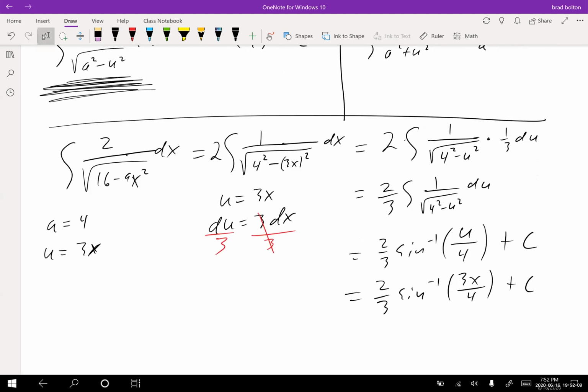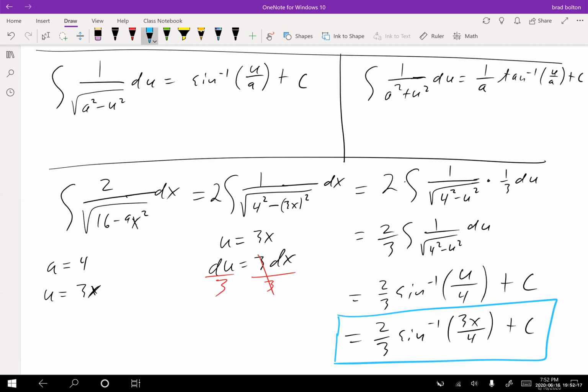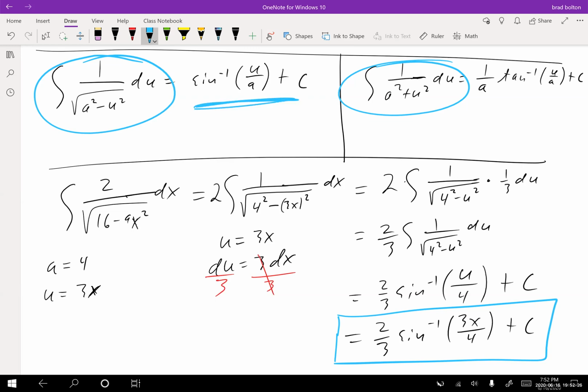So again, not the easiest problem in the world, but definitely doable if you think about where you're trying to end up. You need to end up looking like this or like this. So you need to rewrite the problem to look like that. If you can rewrite it like that, then you can use the formulas provided. So that's kind of your goal with these, okay?